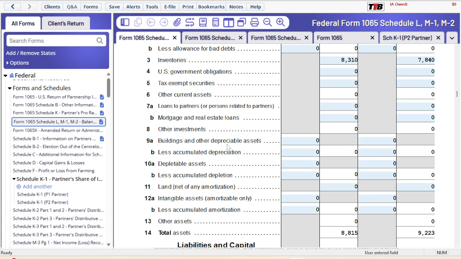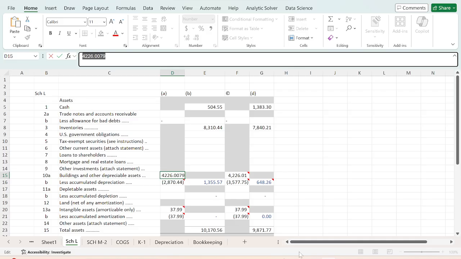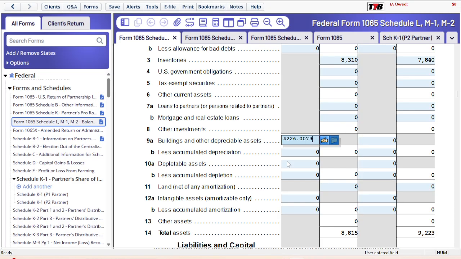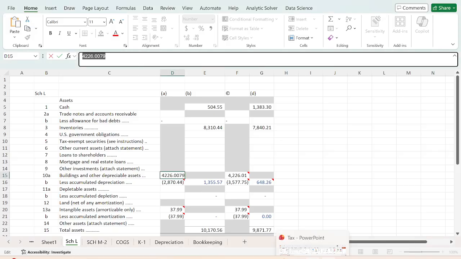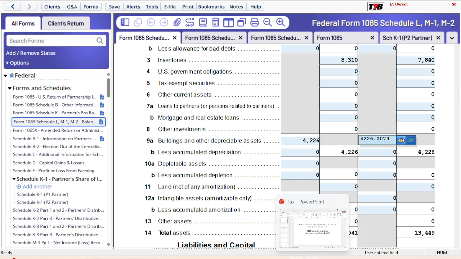Depreciation here, building and other depreciable assets, I'm not seeing anything here. Let's put some numbers there. So that is the total depreciation, total assets. Pretty much total assets that you purchase over the years for your business will go there. And if you purchase an asset in 2025, it's going to be this amount plus the amount of that asset you purchased in 2025, which will be your ending total depreciable assets amount.